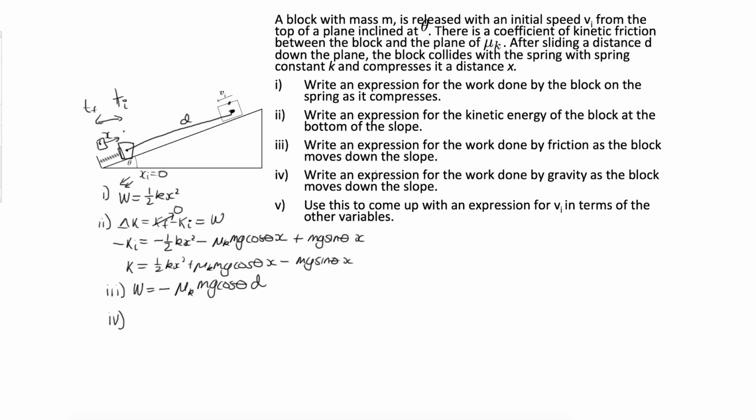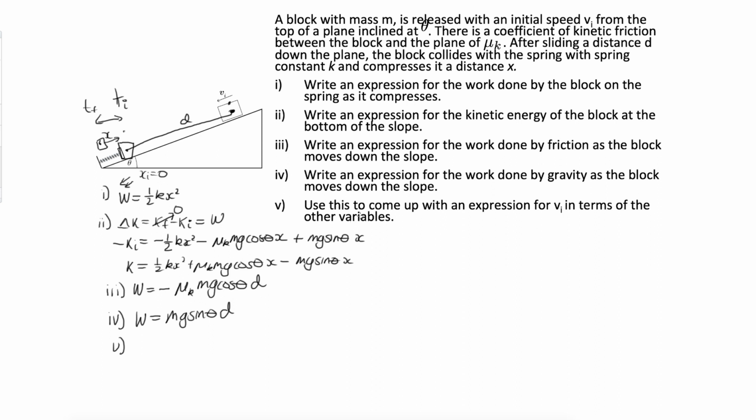And then part 4, write an expression for the work done by gravity as the block moves down the slope. So gravity is acting down the slope and it's moving down the slope. So this is going to be a positive work done. So this will be equal to mg sine theta, that's the component of the weight force down the slope, times the distance d.